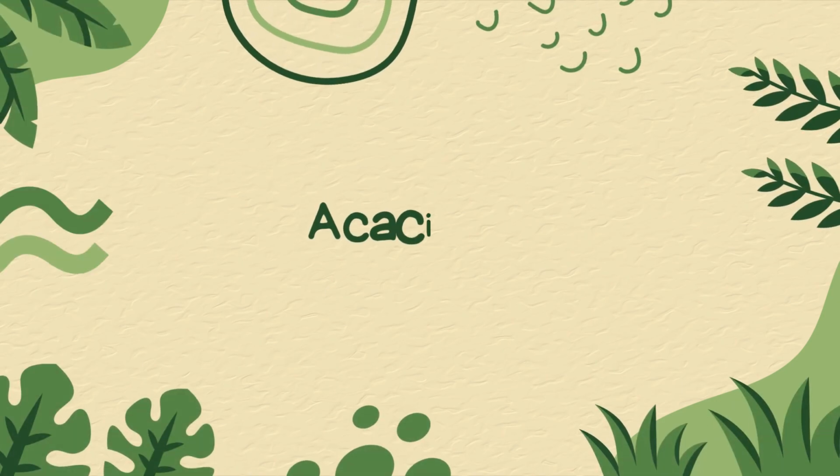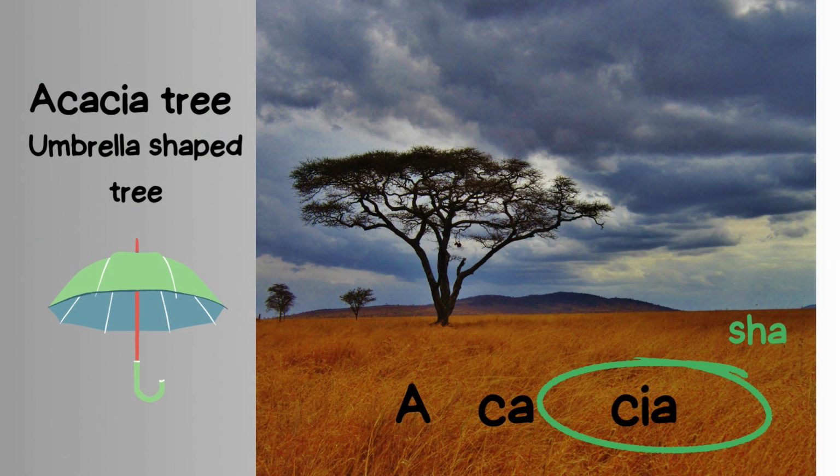Now we will take examples for those plants, okay? Here we have the acacia tree. As you see here, it looks like an umbrella, so it is an umbrella-shaped tree. And here we have the word acacia. The last syllable here, C-I-A, is pronounced as sha. Okay, so we have a-k-sha, acacia tree.